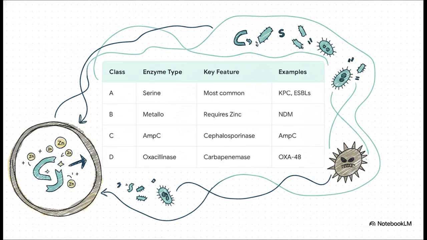But check out Class B. Class B is the total metallic outlier. These are metallo-beta-lactamases, and instead of serine, they absolutely require zinc to function. The classic example you gotta know here is NDM. Keep that metallic outlier in your head because it changes everything about how we treat them.